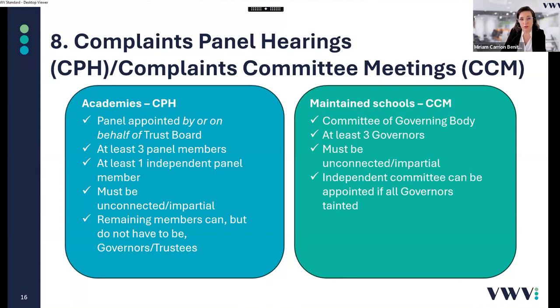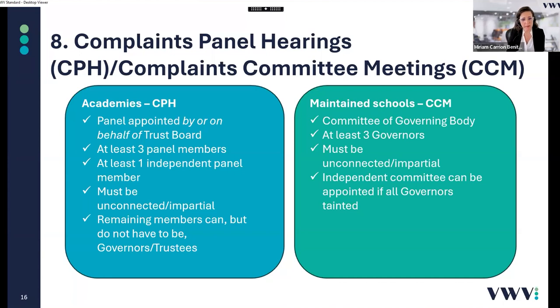In relation to maintained schools, the complaints committee meeting is a committee of the governing body that comprises at least 3 governors. Again, they must be unconnected and impartial, so there is no actual or apparent appearance of bias. And if the entire governing body has been compromised for whatever reason, then an independent committee can be appointed in that case. Now, just pause there in relation to the panel hearings.